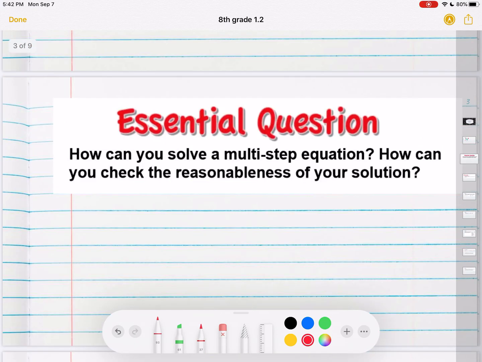Now let's move on to our essential question. How can you solve a multi-step equation? How can you check the reasonableness of your solution? Right now, I'm going to have you write about any background knowledge you might have about this essential question. Maybe you can relate it to what we did yesterday. Maybe you know what a multi-step equation is. Whatever you know, tell me.